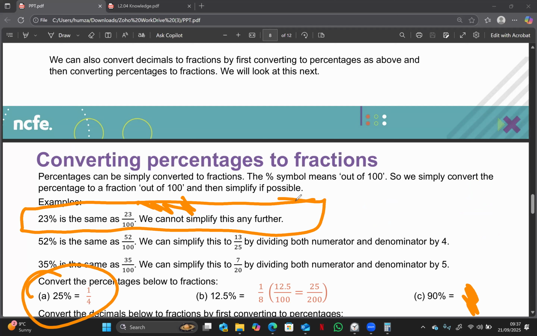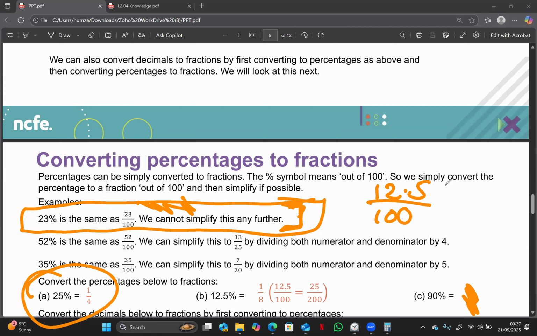We do the same as what we've done here. 12 and a half over 100. Yeah, 12 and a half over 100, exactly. But we need to make this 12 and a half a whole number. So how do we do that? The smallest whole number.